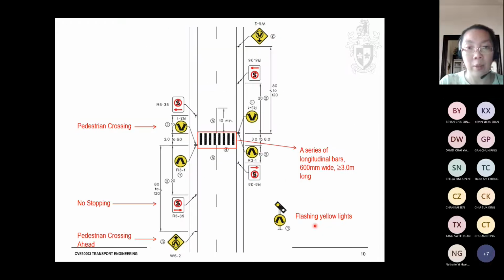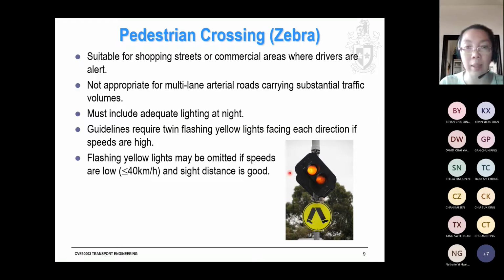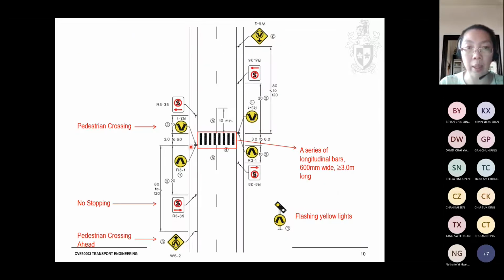So how do they install this? You see this sign, and the flashing light is here at the side. This flashing light does not regulate the movement. The vehicle will still have to slow down and give way if there are pedestrians crossing.